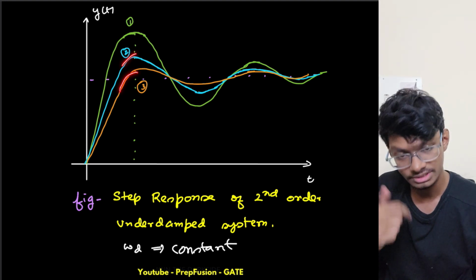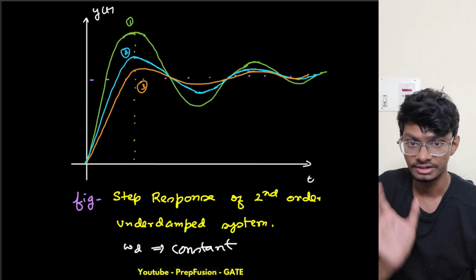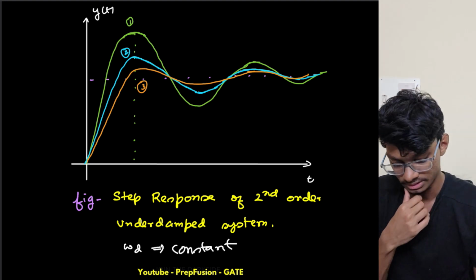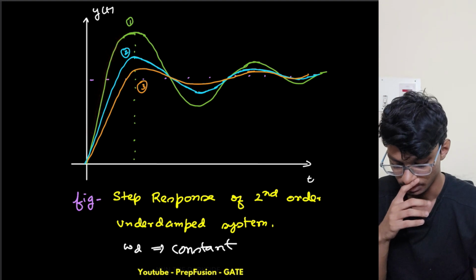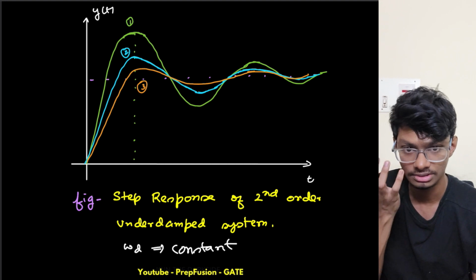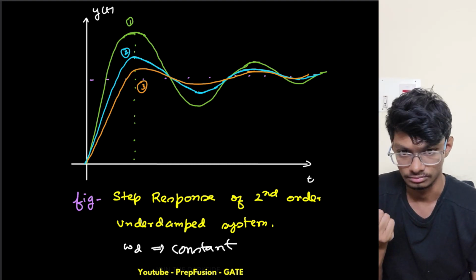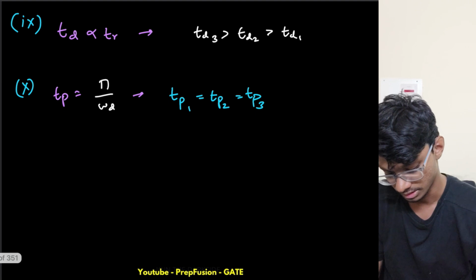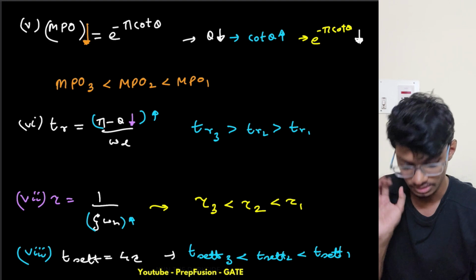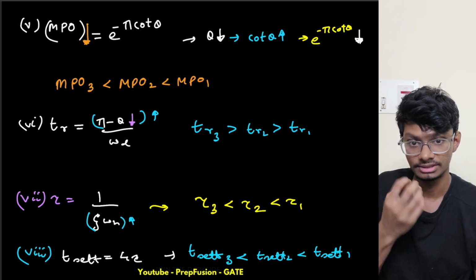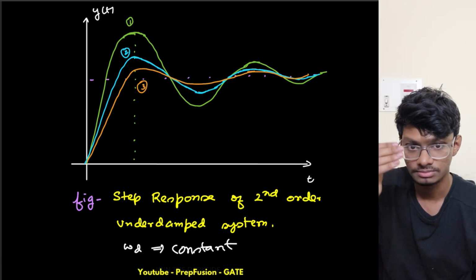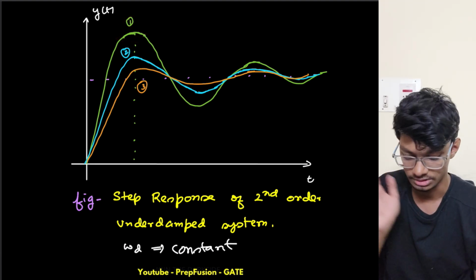That's why all of them reach the peak at the same time, but they have different rise time and delay time, because this is rising much faster, to a much higher level at the same time. That's why its rise time is lesser, this has more rise time, and this has the most rise time. That's why delay time is also more. From there you can understand, but the main point is to check what parameters are the same. My peak time is same, and my MPO is more for the first system.